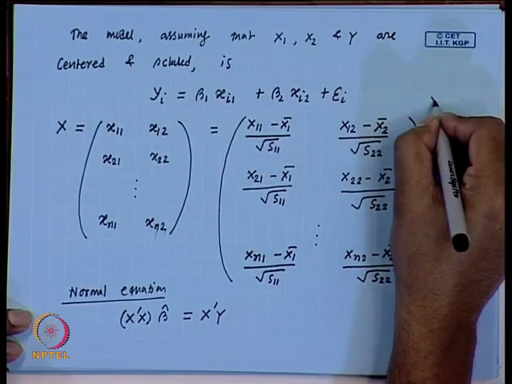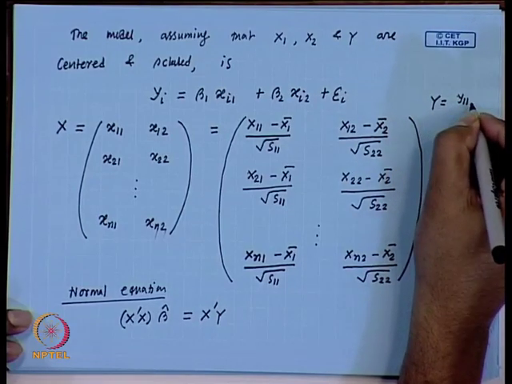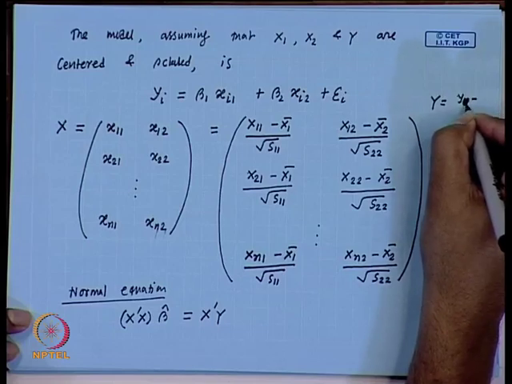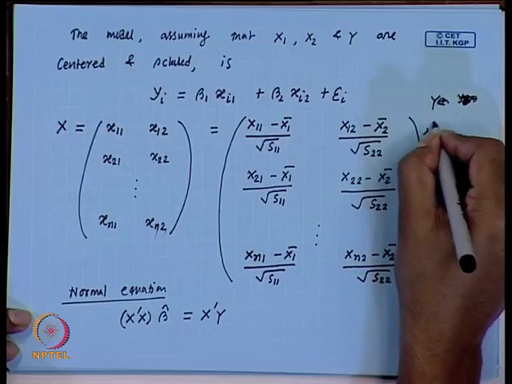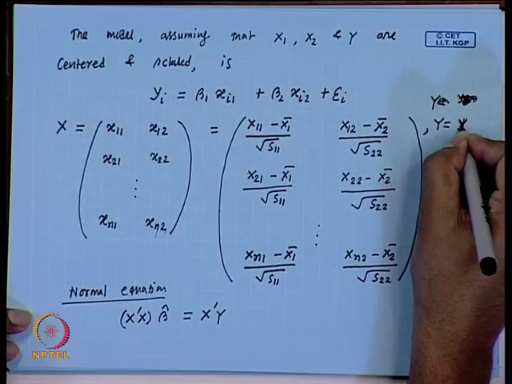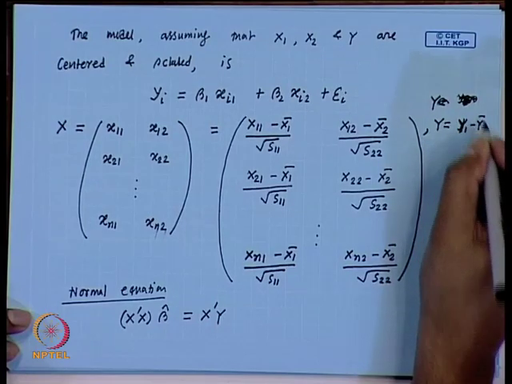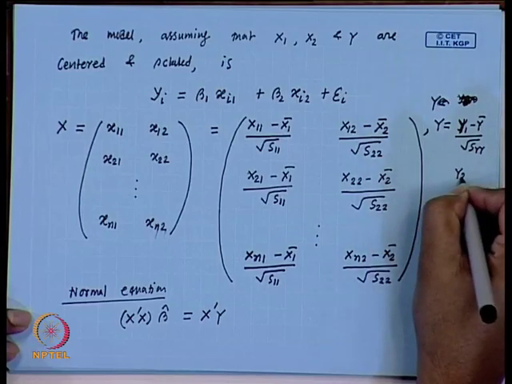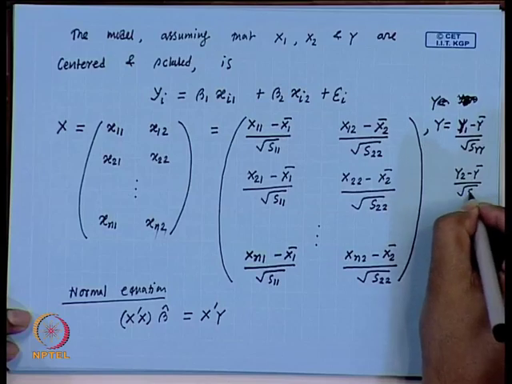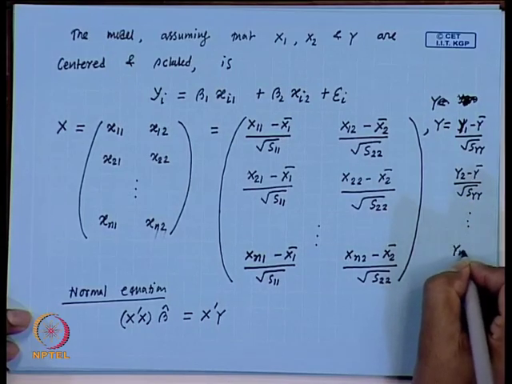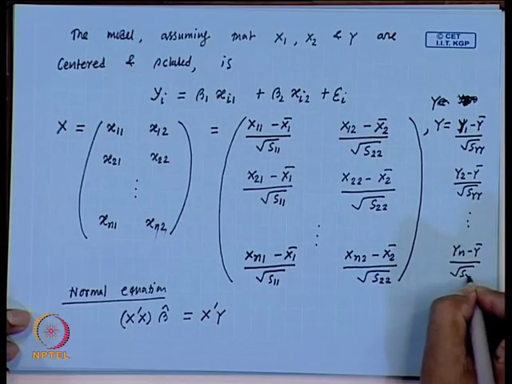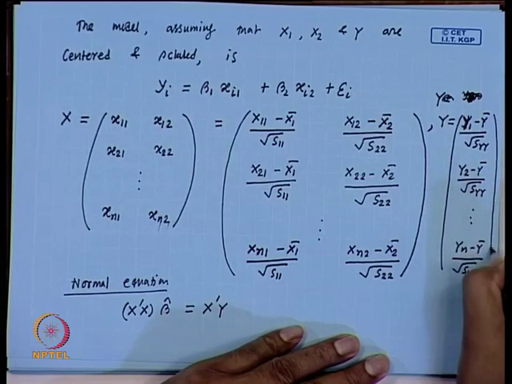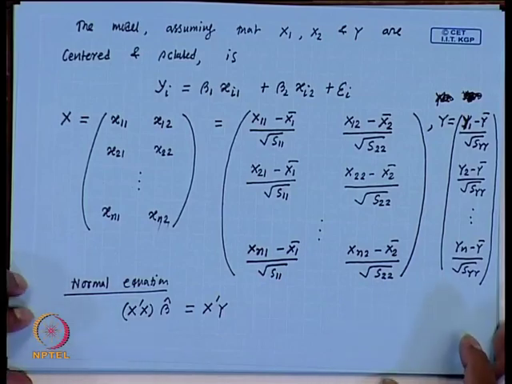Y in matrix form is capital Y 1 minus y bar by root of S y y, Y 2 minus y bar by root of S y y, similarly Y n minus y bar by root of S y y. So, this is what the Y matrix is. Okay, so here is the normal equation.